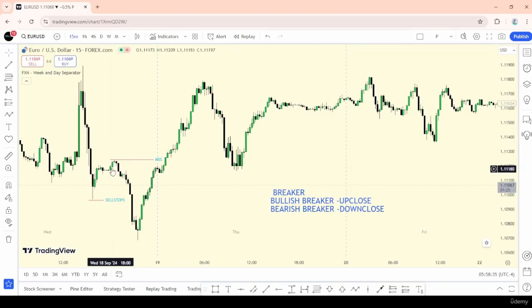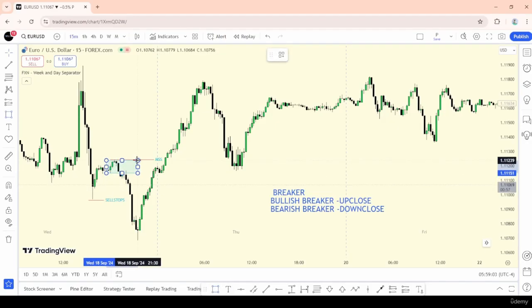Here we can see that we have 3 consecutive candles before the market goes down. So we had 3 consecutive candles, then immediately price ran down to run sell stops, then immediately we ran further higher, running above this set of 3 candles. So that is our up close candle. That is our bullish breaker.